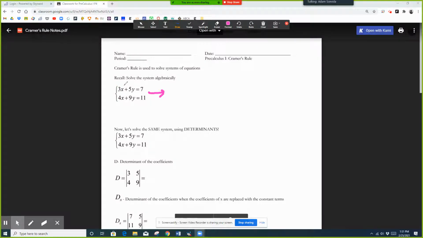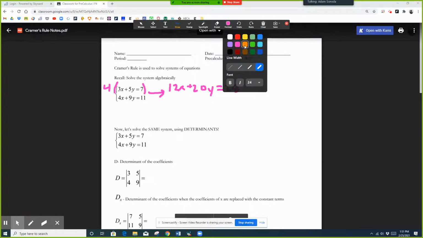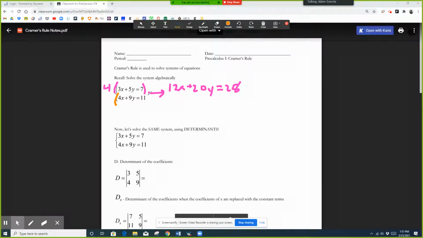So if we look at our first coefficients in front of x, we could try to get opposites by multiplying everything in the top equation by 4. So we get 12x plus 20y equals 28. And then if you look at the bottom equation, to get an opposite coefficient, I'll multiply everything by -3. So we get negative 12x minus 27y equals negative 33. All right, so all math that could be done without a calculator.